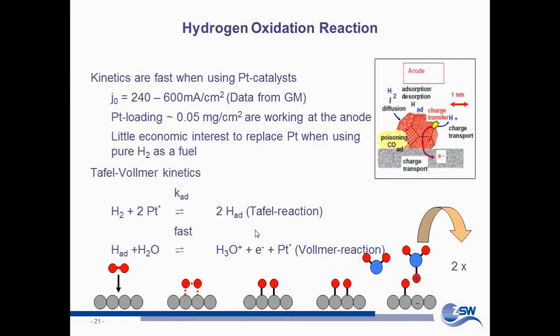Again, in the hydrogen oxidation reaction, kinetics are fast when using platinum catalysts. We can live with very low platinum loading if we have very pure reactants. At the moment, we have little economic interest to replace platinum when using pure hydrogen as a fuel. We have more interest in replacing maybe platinum on the cathode side, since we need more of that at the cathode. And we have that two-step mechanism, the Tafel-Volmer mechanism of oxidizing hydrogen into protons.